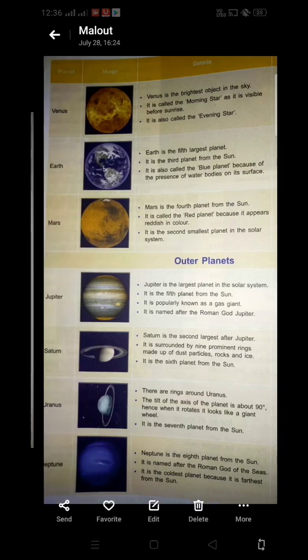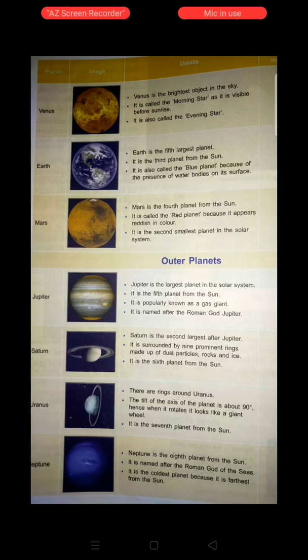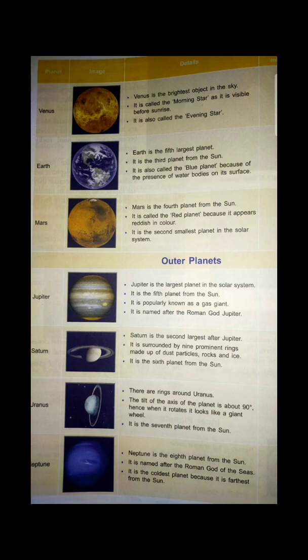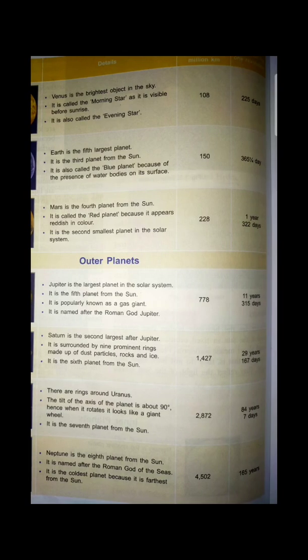Okay, so the next one is related to Mars. Mars is considered to be the fourth planet from the sun, and it is known as the red planet as well, because the appearance of Mars is reddish in color. It is considered the second smallest planet in the solar system. The distance from the sun is around 228 kilometer, and it takes 1 year and 322 days to complete its revolution.